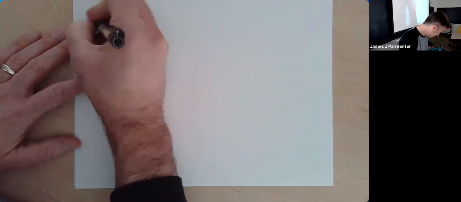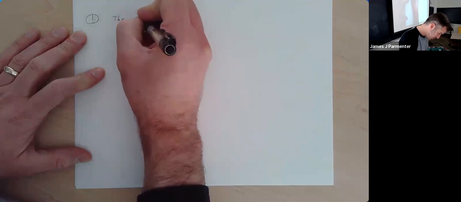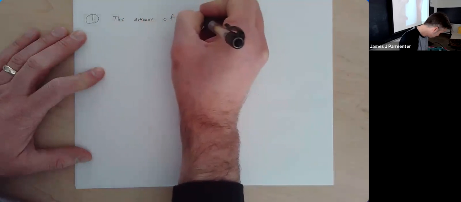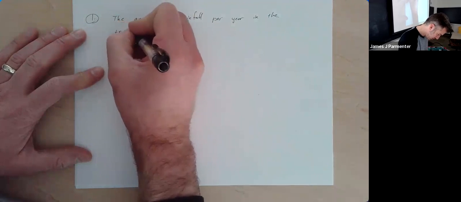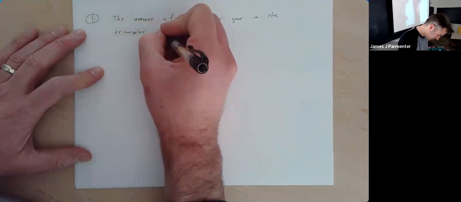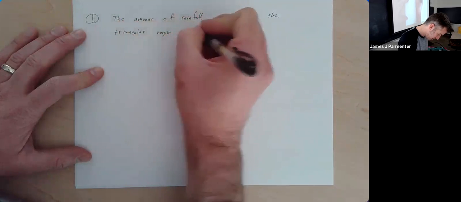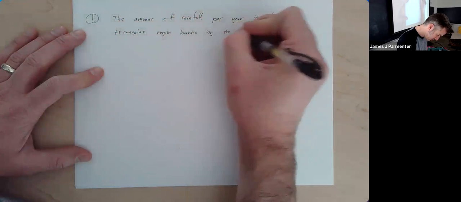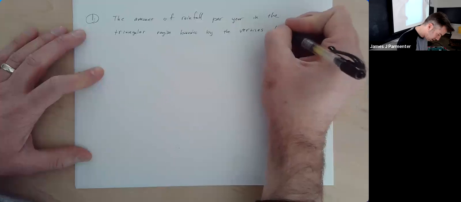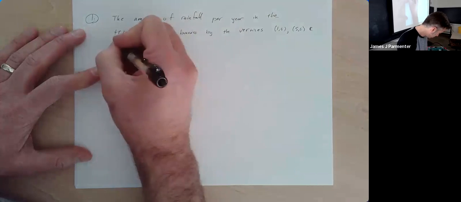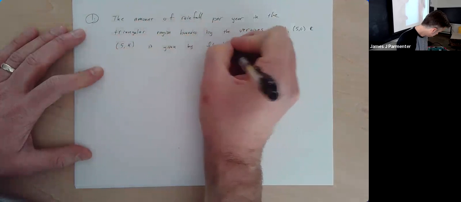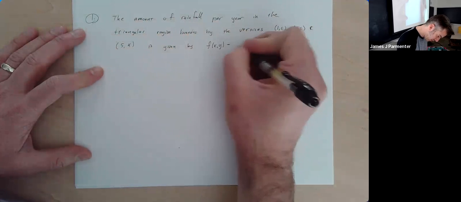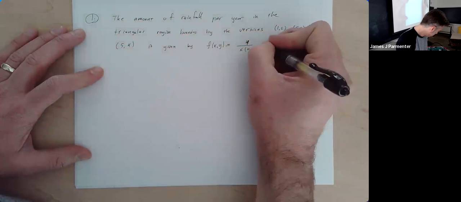Let's say we have the following. The amount of rainfall per year in the triangular region bounded by these vertices, 1, 0, 5, 0, and 5, 4, is given by the function of x and y equal to 4 over x times y plus 1 inches.